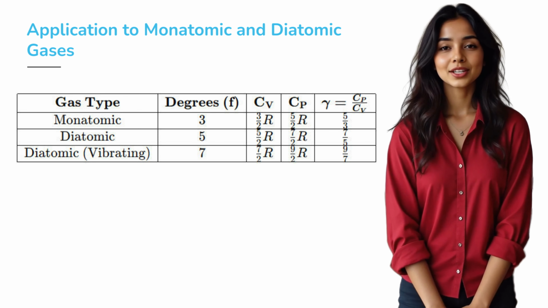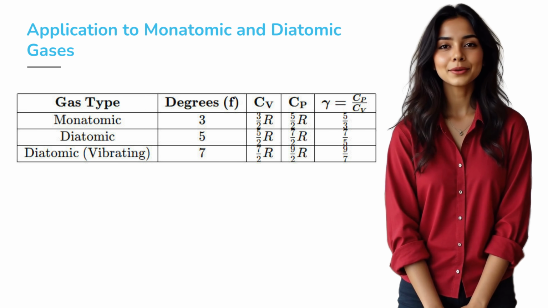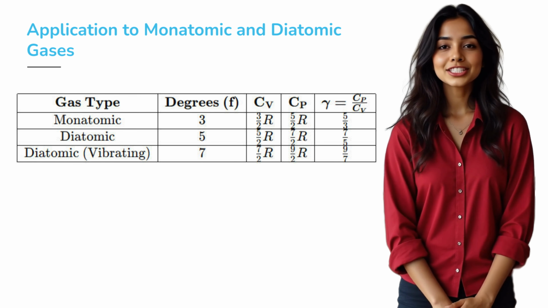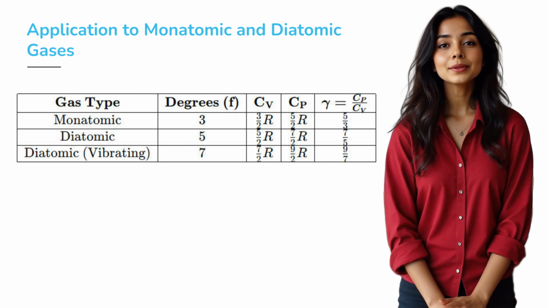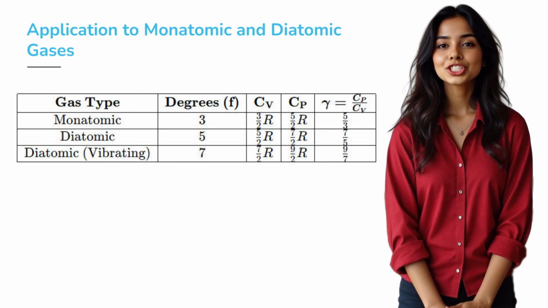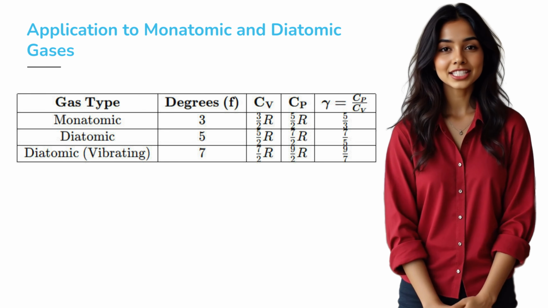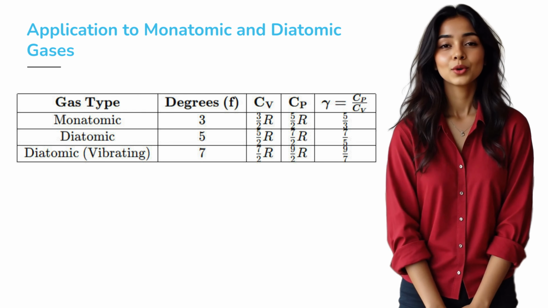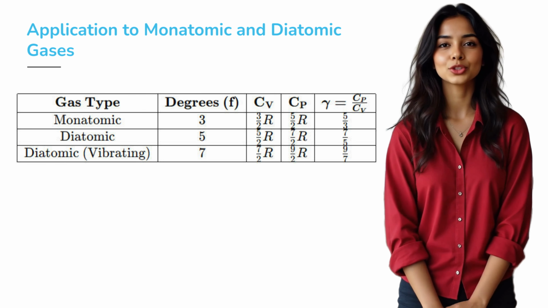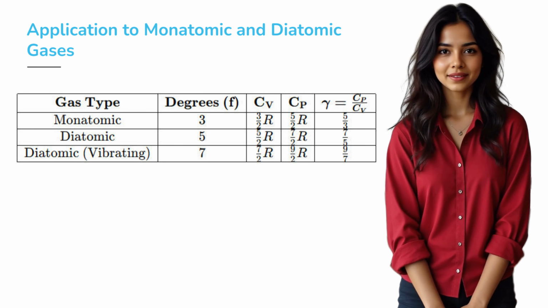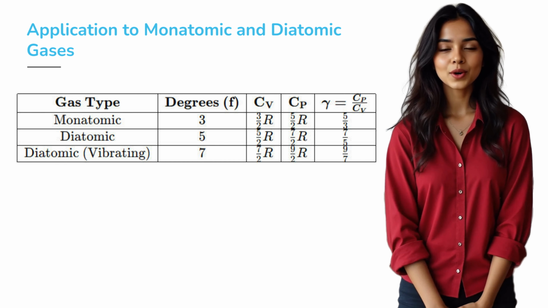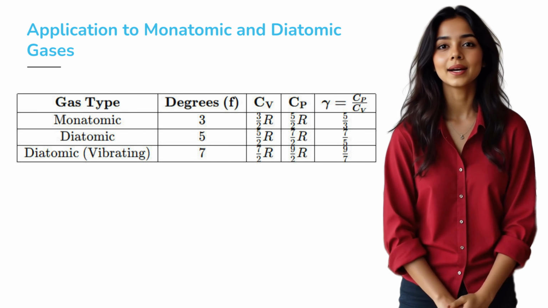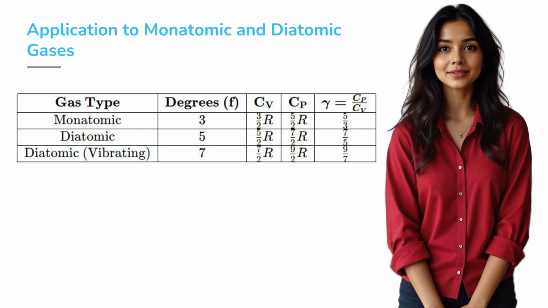Let's see how this law actually works in practice. A monatomic gas like helium or argon can only translate, 3 degrees of freedom. So, its average energy per mole is 3 by 2 RT. From that, the molar specific heat at constant volume, Cv, is 3 by 2 R, and at constant pressure, Cp, is 5 by 2 R. Their ratio, gamma, is 5 by 3, or about 1.67.